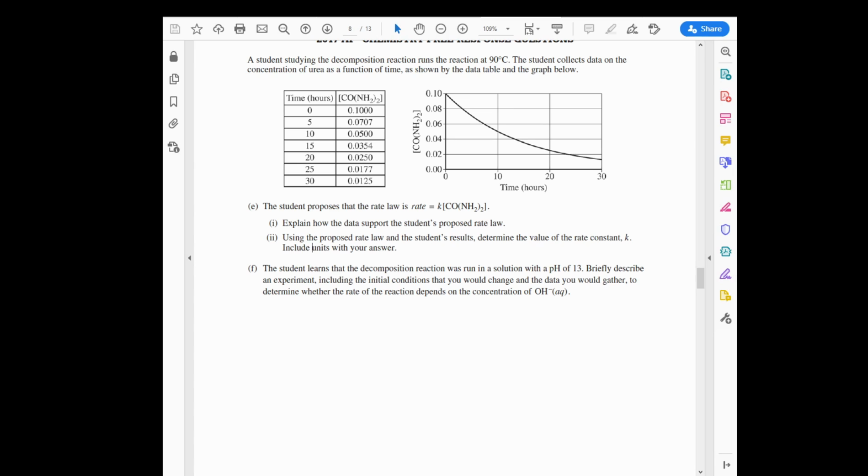Keep that in mind. A first order reaction will have a constant rate of decay. It'll have the same half-life all the way through. So if we come up here, we go, okay, at T0, it was 0.1 concentration. At T10, it's 0.05. At T20, it's 0.025. At T30, it's 0.0125. Every 10 hours, the concentration of this halves. So, how do we say the data supports this? The concentration of our solution halves every 10 hours constantly, which suggests a first order reaction, thus proposing the rate law we see before us.